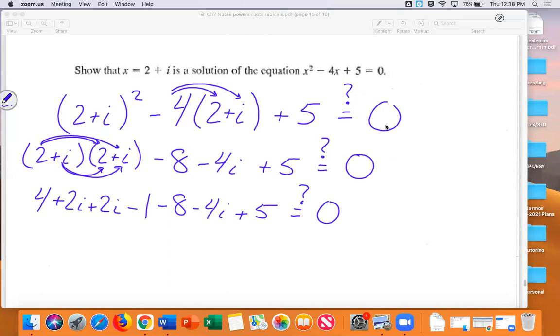Now, negative 4i, and those two cancel out. And I have 4 minus 1 minus 8 plus 5. Does that equal 0? I think it does. And that's the one.